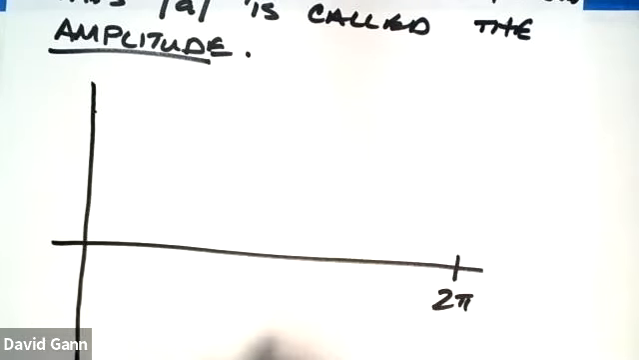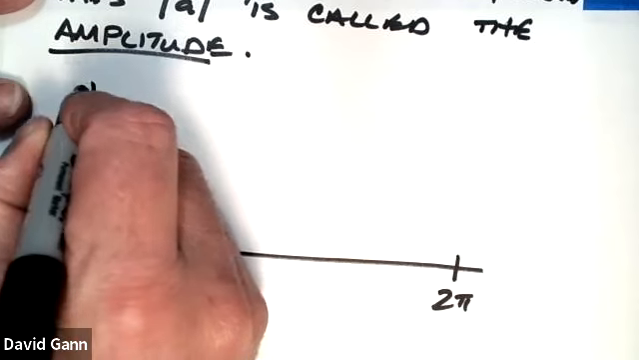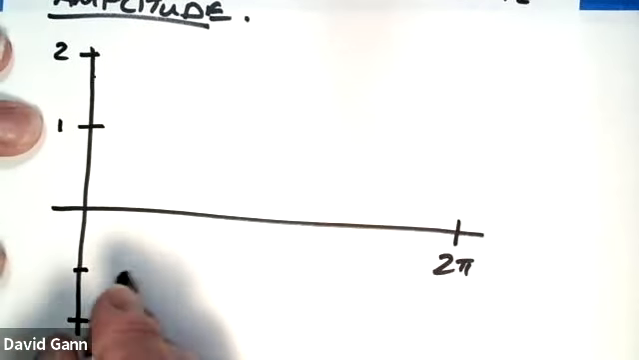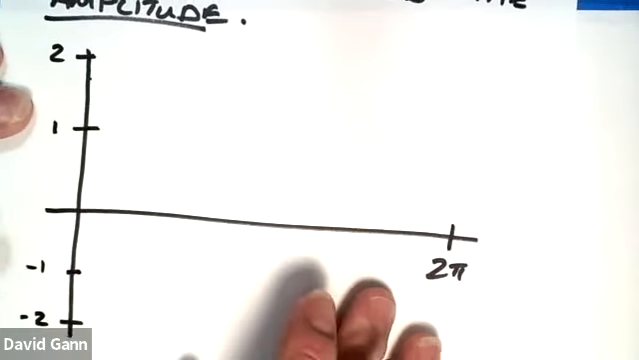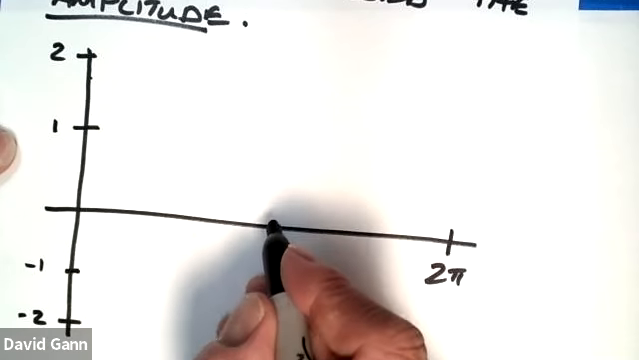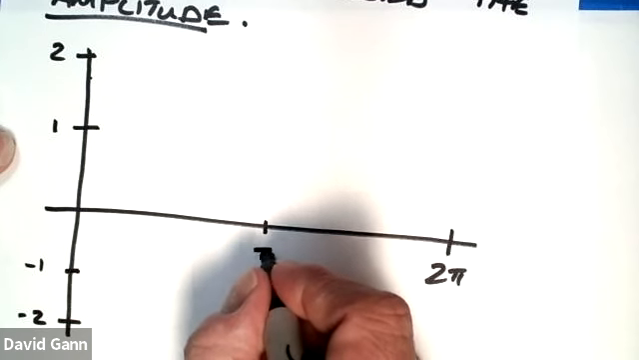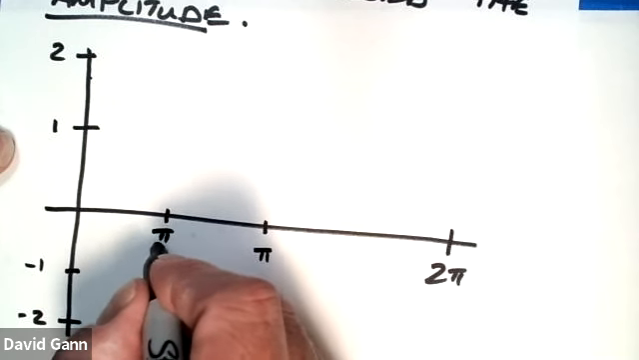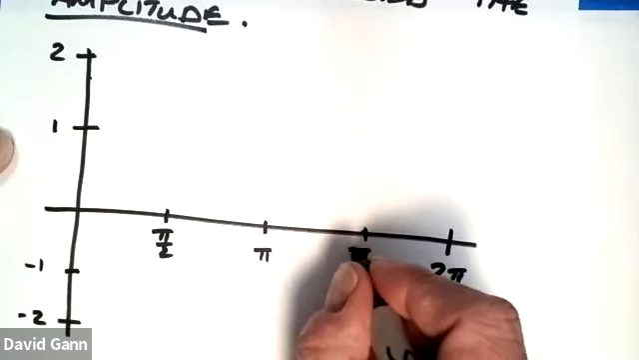Not going to put a whole lot of stuff in here, but let's just do 1 and maybe 2 here. I'm going to use a different pen so it's not quite so messy. But recall, for sine, we start at 0. We end up back at 0 at pi. We achieve a maximum at pi over 2. And we have a minimum at 3 pi over 2.